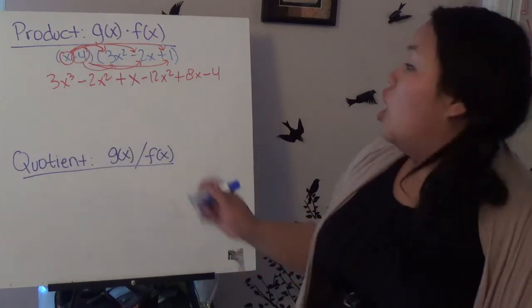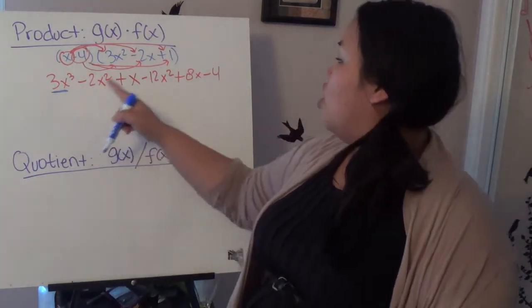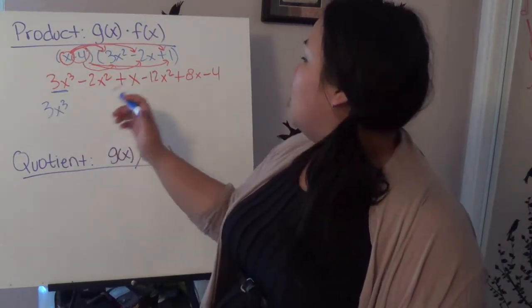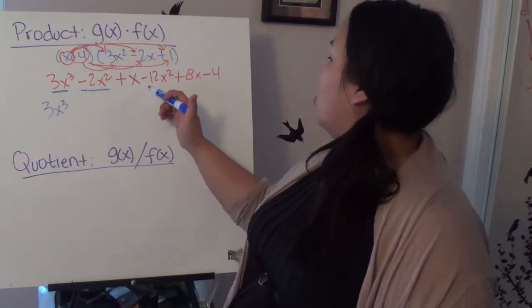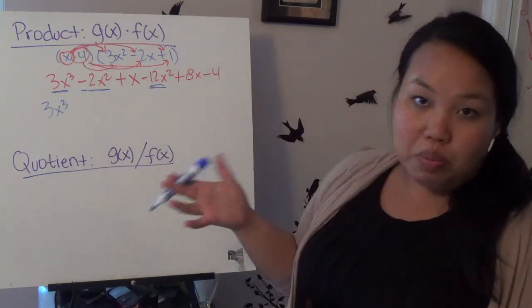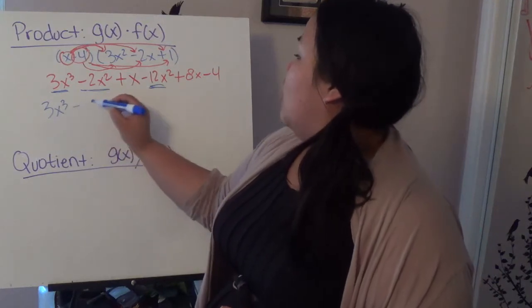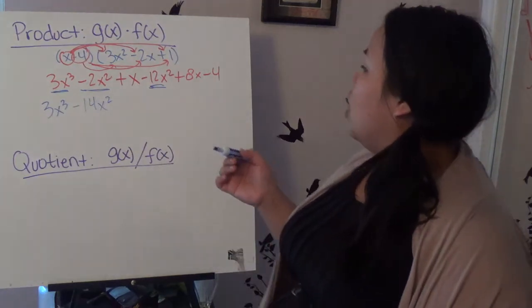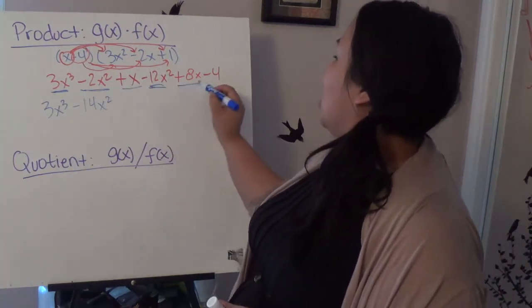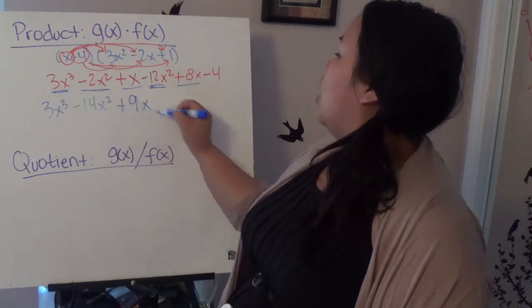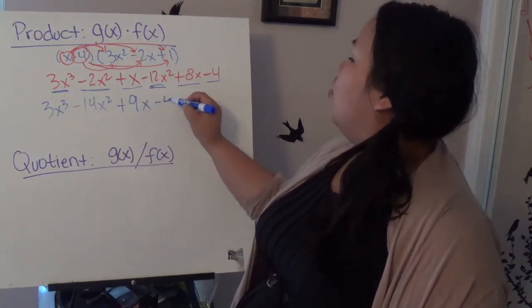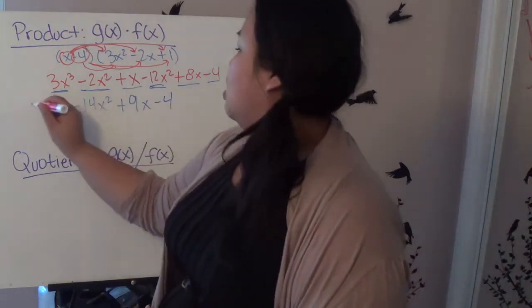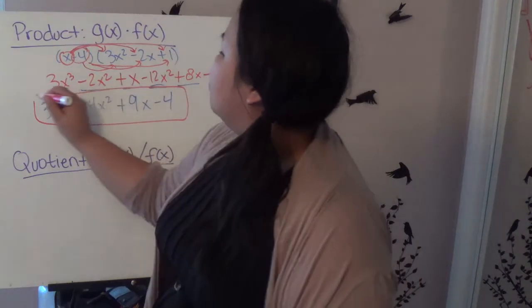combine like terms. In this case, I don't have another cubed term, so I'm going to bring down 3x cubed. Now I'm going to look for the squared terms. I have a negative 2x squared and a negative 12x squared. I don't seem to have any more, so negative 2 minus 12 is negative 14x squared. My next one is positive x plus 8x, which gives me positive 9x, and then minus 4. Since I can't simplify any further, this becomes my answer.